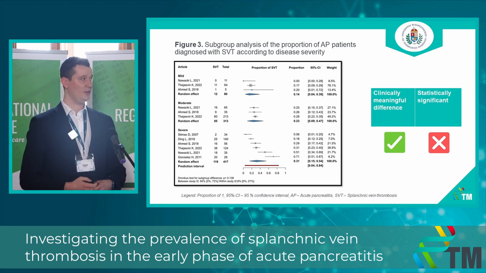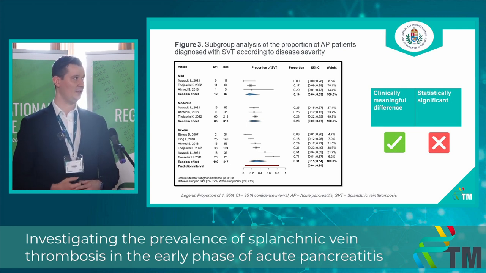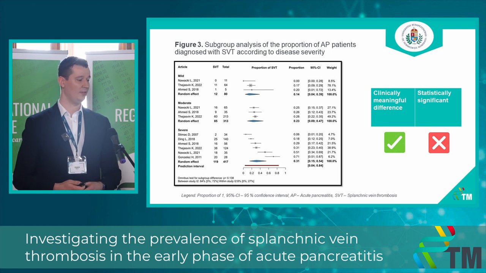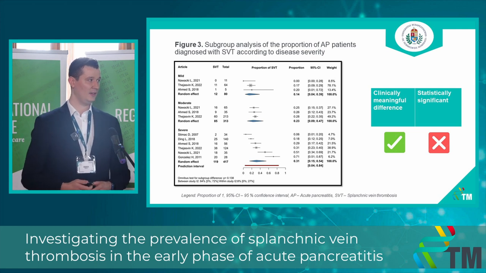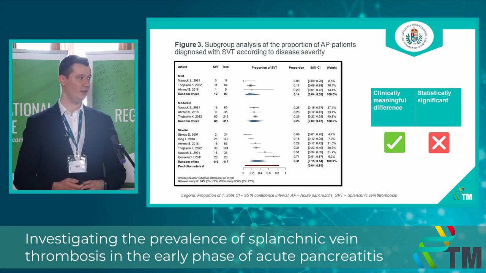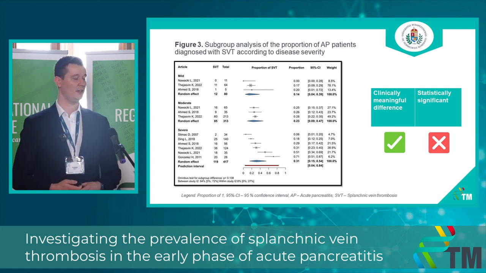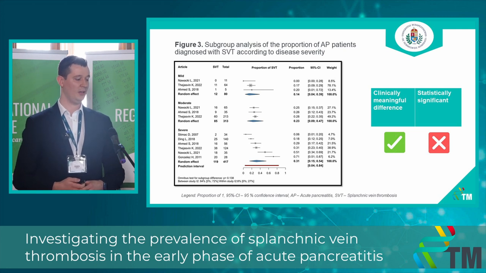On this third figure, you can see a subgroup analysis by disease severity. You can see that there is a rising SVT proportion with increased severity. As we see, 14% of mild patients are affected, 23% of moderate, and 31% of severe patients. The difference is clinically meaningful, but probably due to the low amount of studies reporting these results, statistical significance was not reached.